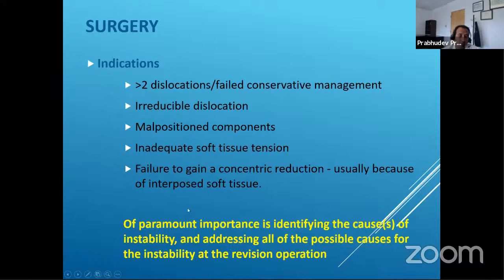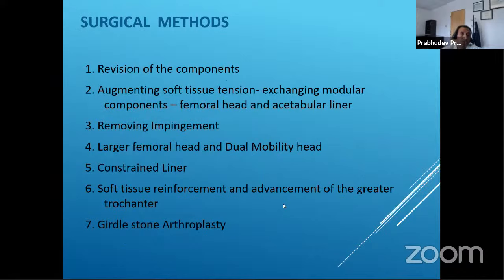could be the problems. So the paramount importance is identifying the cause, and all the causes of instability should be addressed. All of them should be addressed when we are considering a revision operation. If they are not addressed properly, then we know many studies have shown that there is a high risk of recurrent dislocation. So these are all the surgical methods that can be done to treat a hip dislocation.